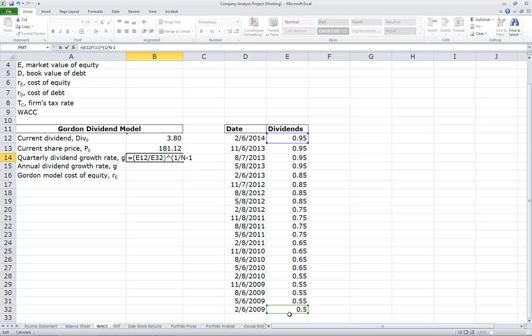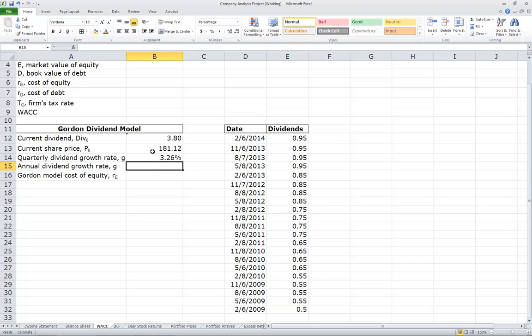So we actually have 21 dividends. So we're going to say 21 minus 1 is 20. So to the power of 1 over 20. And then, once we've done that, we're going to subtract 1. So this 20 here comes from the fact that we have 21 dividends, and this is n minus 1, so 21 minus 1 is 20.